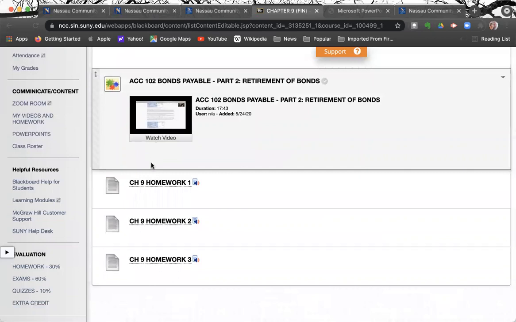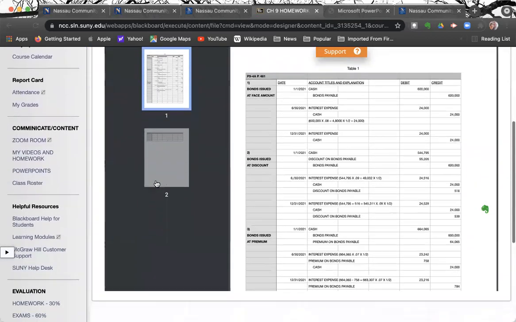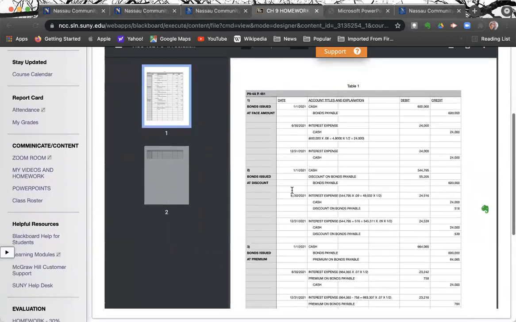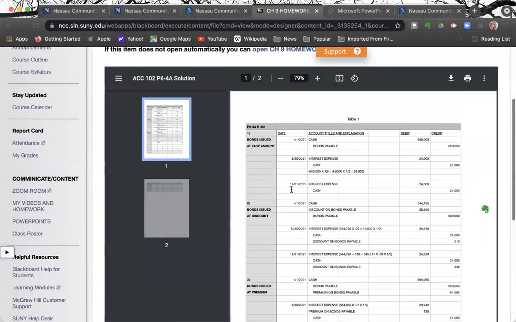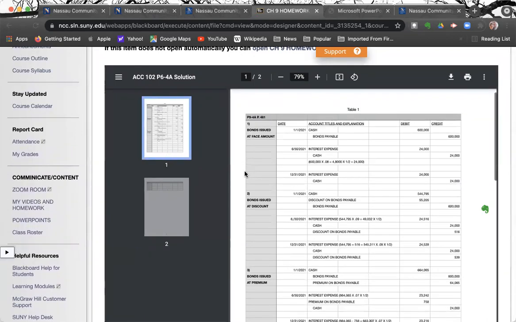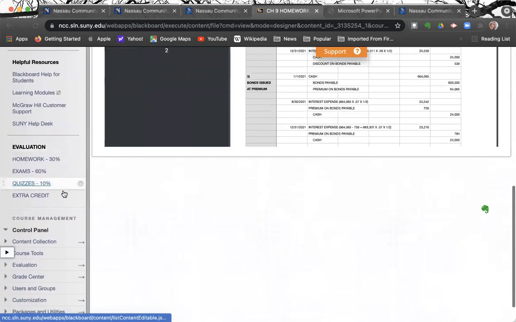What I've also done is I've included the answers to the homework problems. I've worked them out. I've worked all the problems out. Now, the problems that you see worked out here are based on the problems that appear in the textbook. So let's talk about that for a minute.